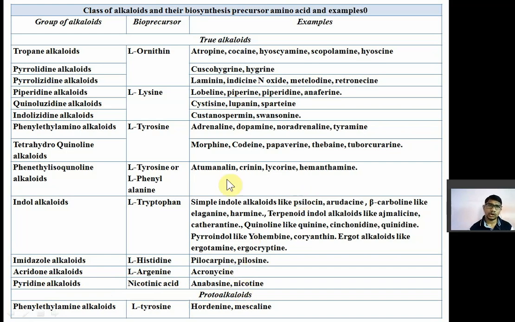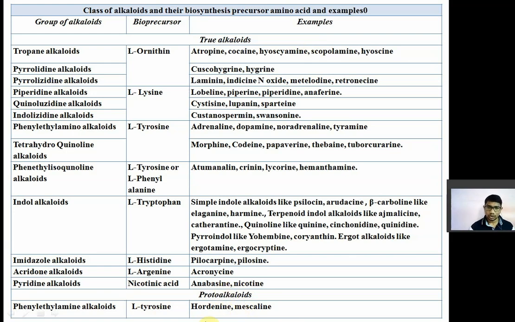Now all these we have discussed are true alkaloids. True alkaloids means they are biosynthesized from amino acids, and nitrogen is present in the heterocyclic ring. That is a true alkaloid. Now the next one is the protoalkaloid. Protoalkaloids are also biosynthesized from amino acids, but nitrogen is not present in the heterocyclic ring. So that is a protoalkaloid.